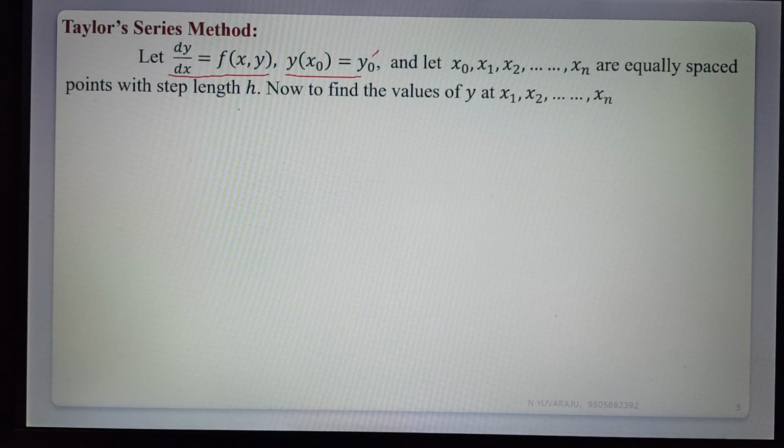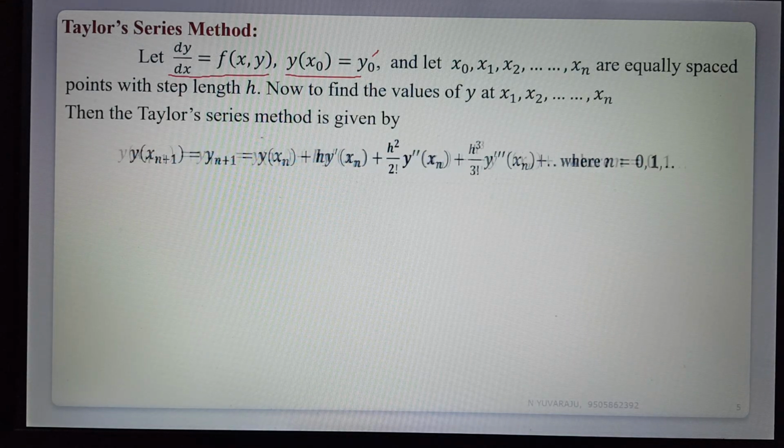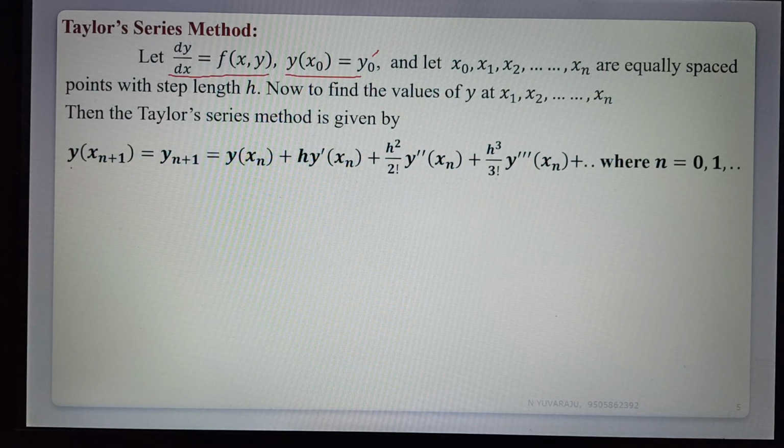Your formula is given by the Taylor series method. Y of xn plus 1, that is yn plus 1, both are the same, is equal to y of xn plus h into y dash of xn plus h square by 2 factorial y double dash of xn plus h cube by 3 factorial y triple dash of xn plus up to so on, where n is equal to 0, 1, 2 up to so on. Substituting n is equal to 0, we get the y1 value, that is y of x1. Substituting n is equal to 1, we get y2, that is y of x2.